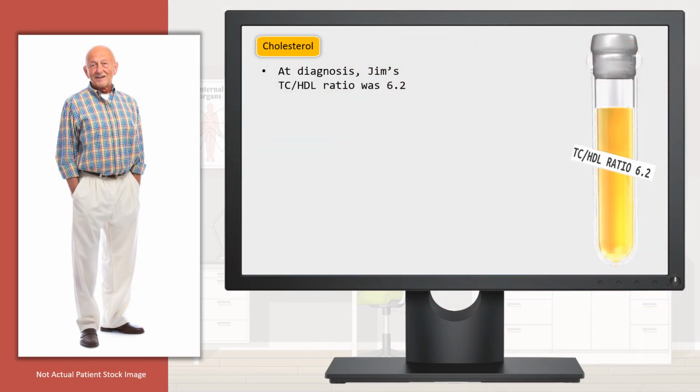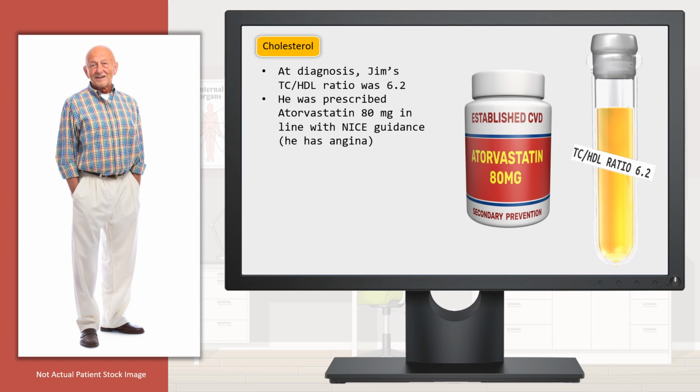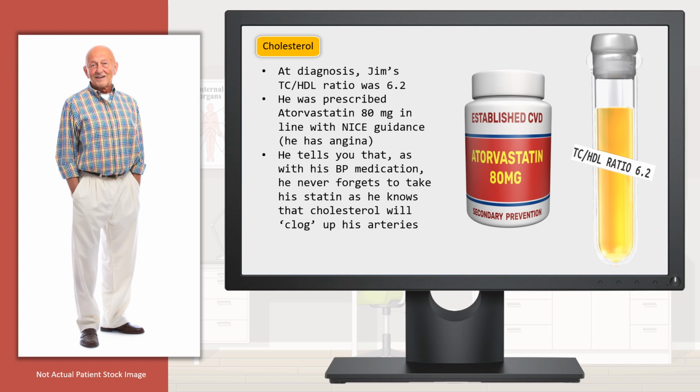Okay, so at diagnosis, Jim's ratio was 6.2. We know that that is really, really high. And we're thrilled to see that he was prescribed atorvastatin 80 because of his established atherosclerotic disease, his angina. And he tells you, again, just like his blood pressure, he never ever forgets to take that statin because he does know that cholesterol clogs up arteries. And as a consequence, we've got a really good positive test result because it's now dropped down to 4, and we're quite happy with that.